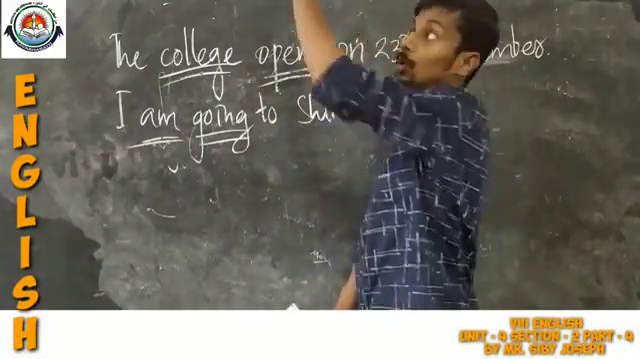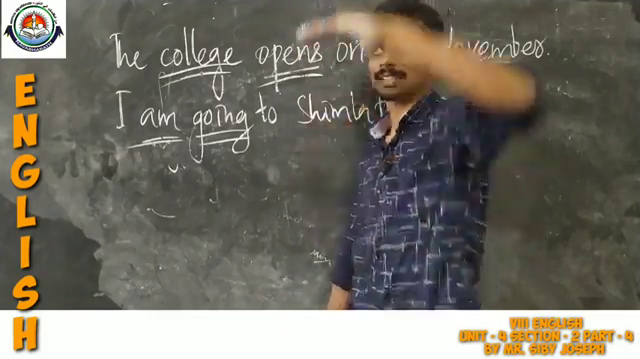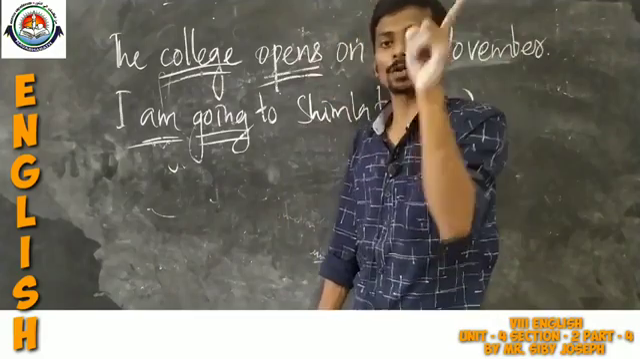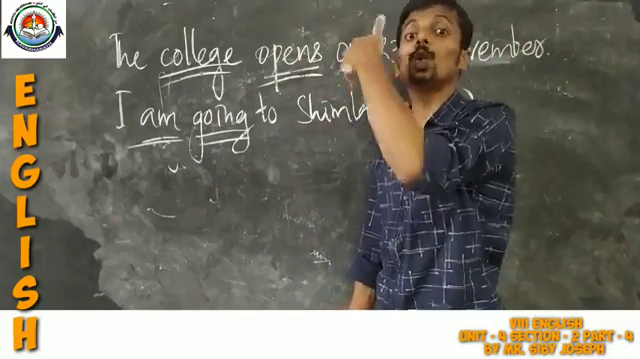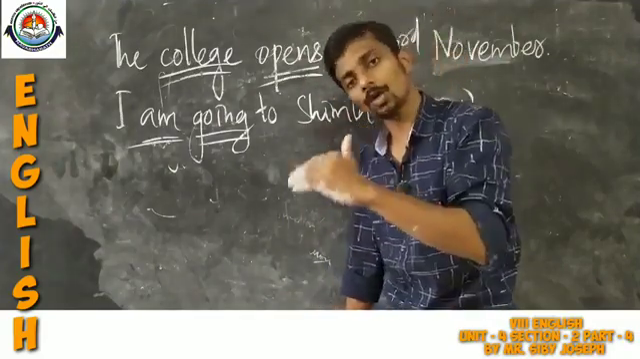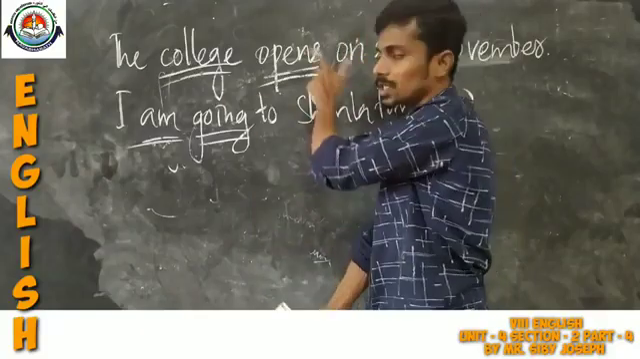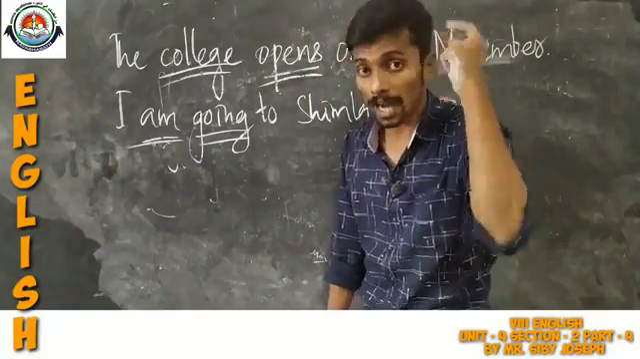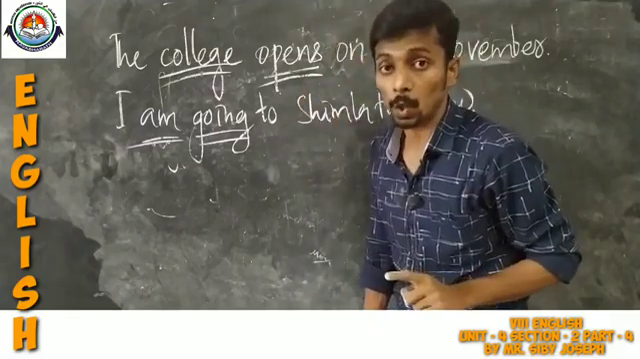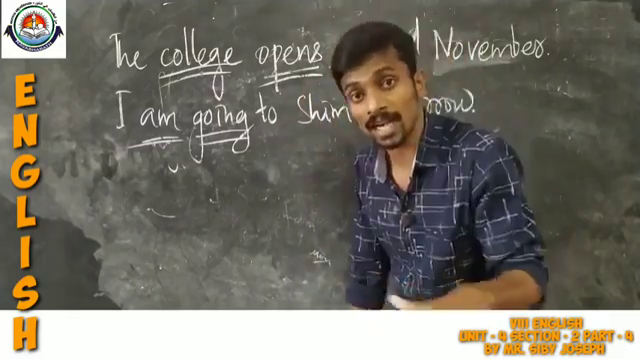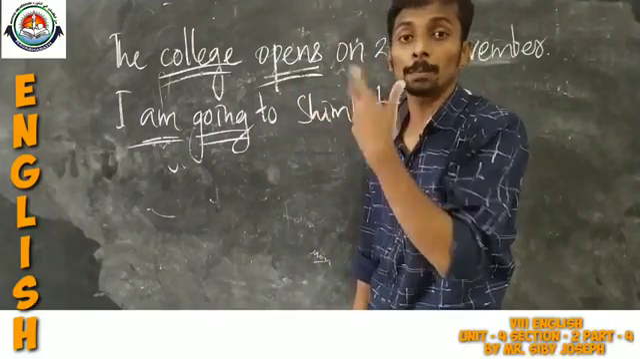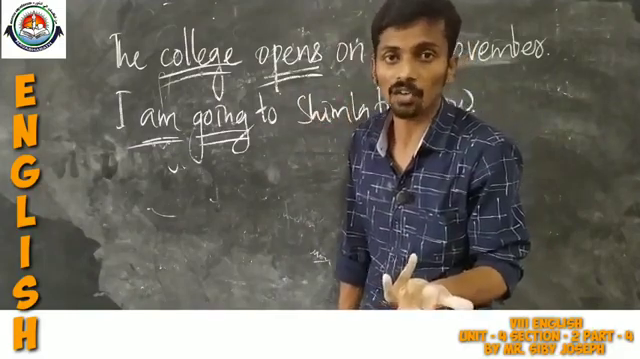Then the sun rises in the east and sets in the west. The earth revolves around the sun. So these are all universal facts. So in order to speak about universal facts, we can also use simple present. So you have to keep in mind that simple present is used to speak about something that happens every day, and something speaking about some universal truth or facts.